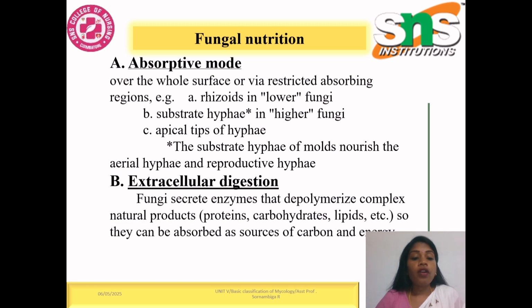What is fungal nutrition? There are two methods of fungal nutrition. One is getting nutrition from another plant by the absorption mode. The next one is the extracellular mode. In the absorption mode, they absorb material from other plants by way of hyphae. In the extracellular mode, they get nutrition from protein, carbohydrate, lipids and other material from complex organic matter, as carbon and energy sources.